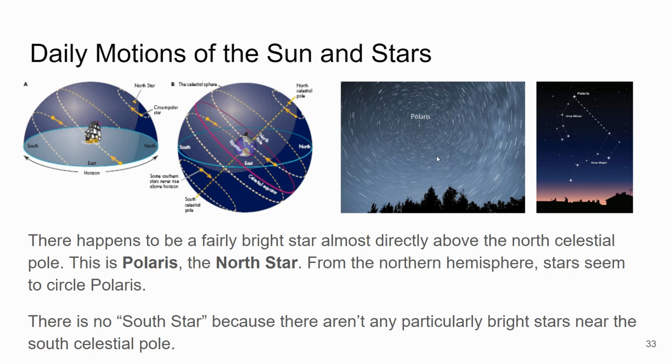Now, if you're in the southern hemisphere, there actually isn't a south star. It just happens that there's no particularly bright stars very close to the south celestial pole, so there is no south star the way that there is a north star.